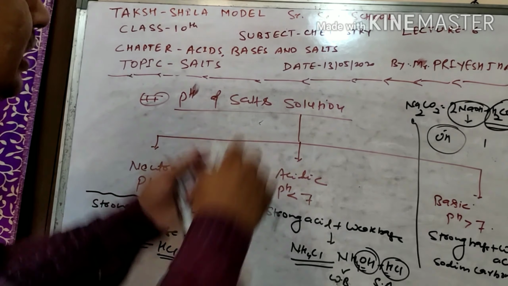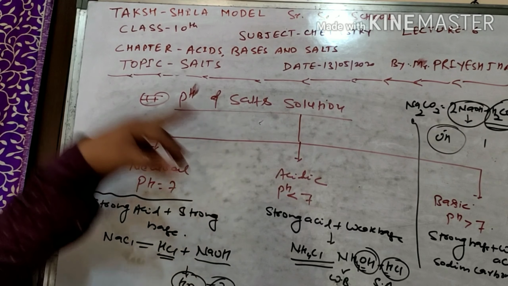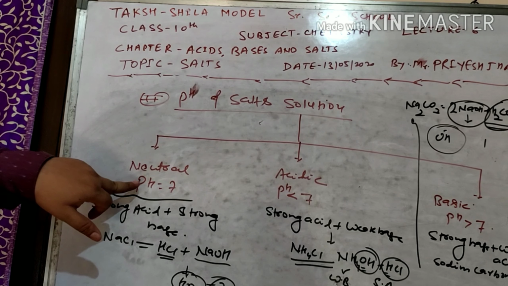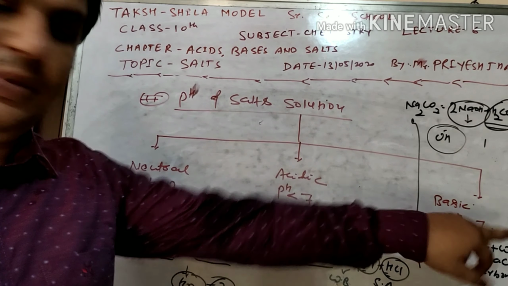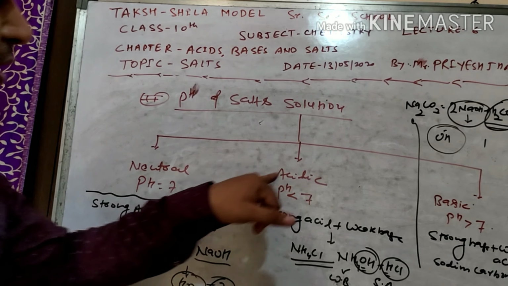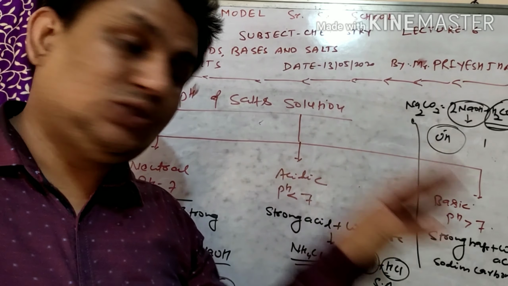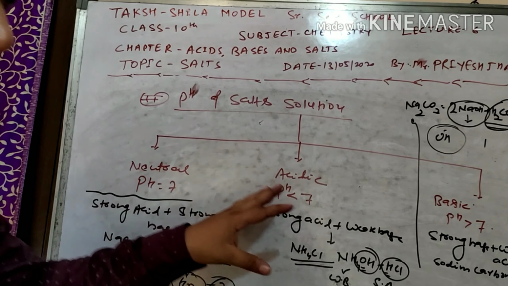तो ये क्या होता है, हमारे क्लासिफिकेशंस होते हैं किसके, सॉल्ट्स के. 3 according to their pH: neutral, acidic and basic. Neutral, when a strong acid, a strong base. Acidic, a strong acid, weak base. And basic, a strong base and weak acids.